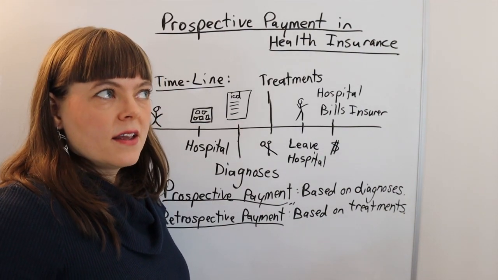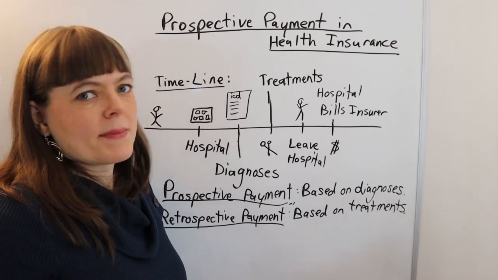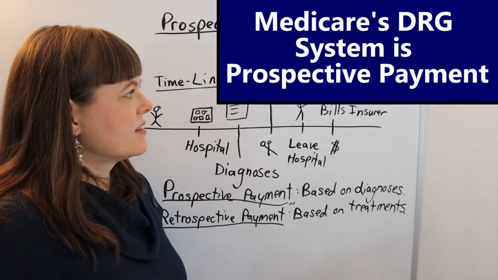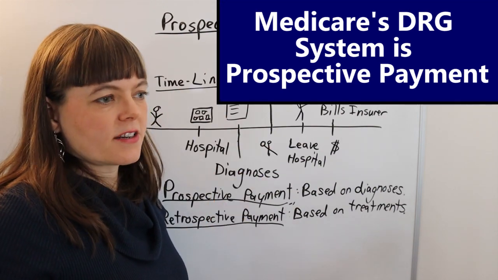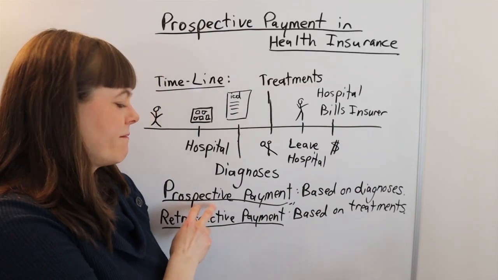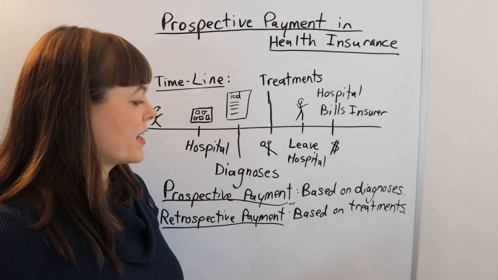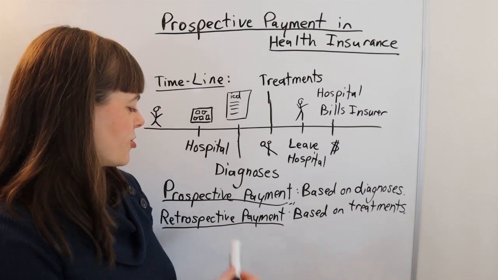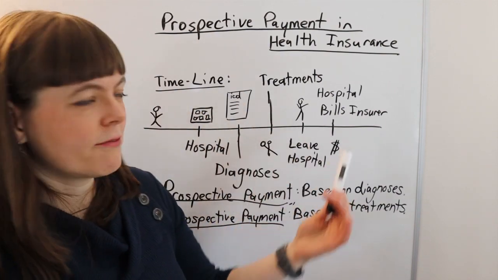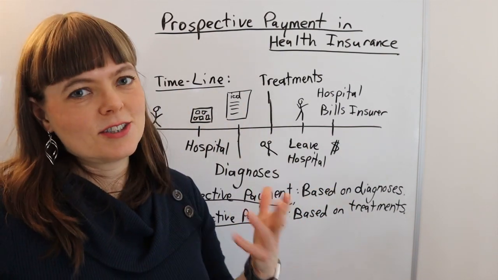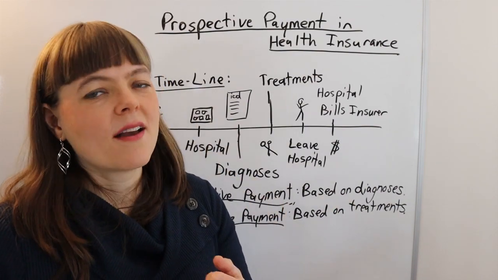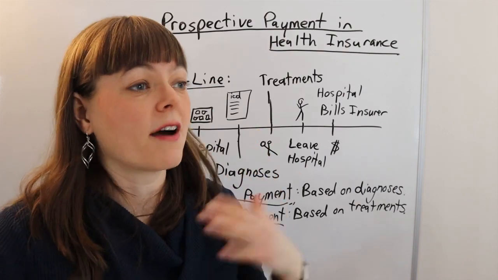It's just that when they introduced prospective payment, or the DRG system, by the way, in the 1980s, there didn't seem to be a sudden drop in quality of care, and therefore this has persisted as a very common way for insurers, both Medicare and private insurers, to pay hospitals. So that's an overview of prospective payment in health insurance. It's a super important concept if you're going to become an actuary or a healthcare administrator of any sort.